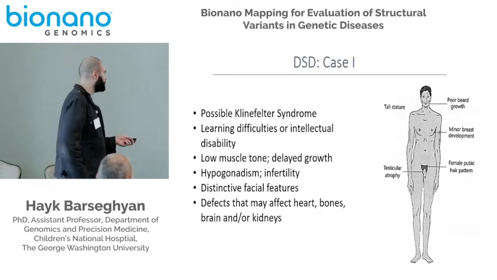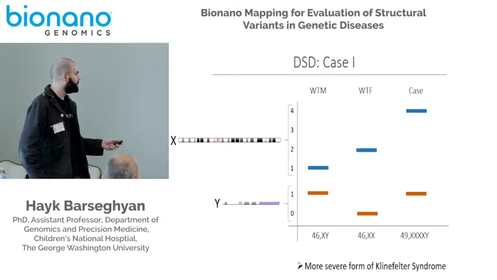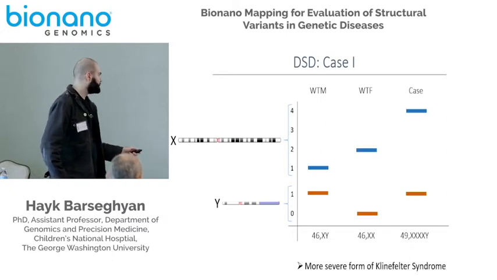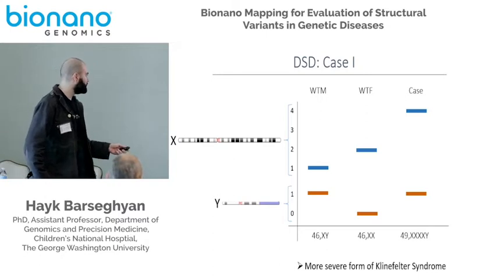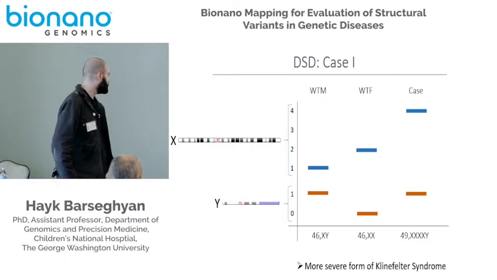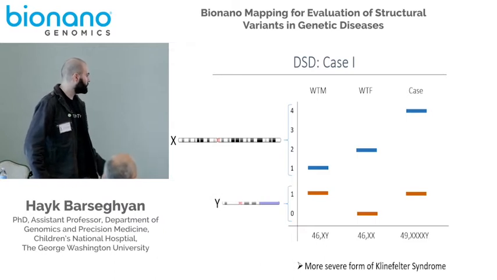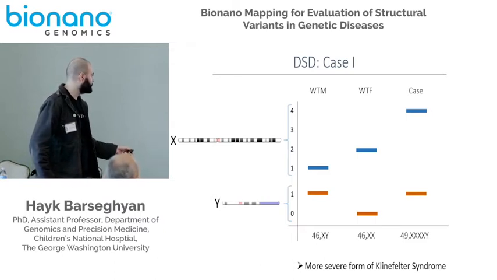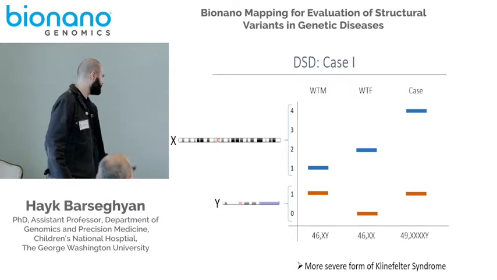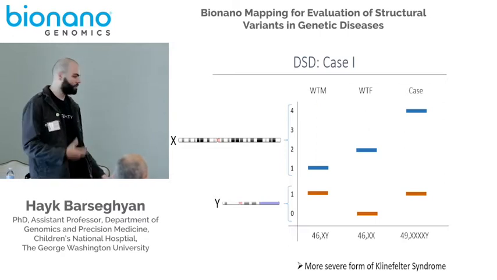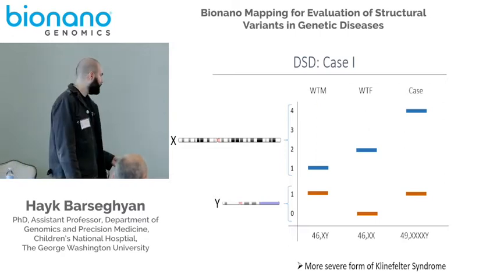So we've extracted high molecular weight DNA. We've run it through the regular DLE pipeline, and what we found is that this particular case, instead of being a Klinefelter syndrome, had actually 4 X chromosomes, and that's kind of represented here, the X chromosome, and then the number of chromosomes, the copies here. So you can see this one has 4 X chromosomes and 1 Y here, and then these are just the regular control wild-type male and wild-type females here. So this is actually a very well-known case. It's a little more severe form of the Klinefelter, but the phenotypic presentation is quite similar.